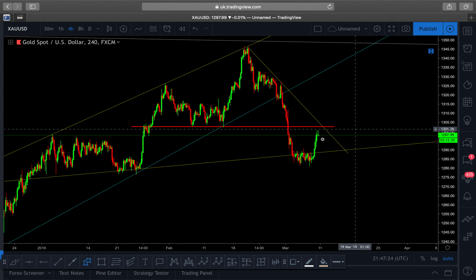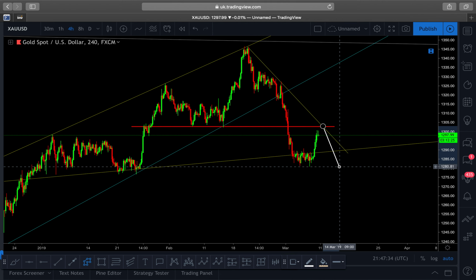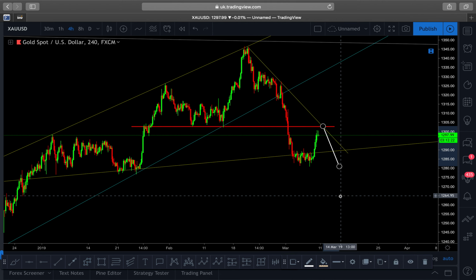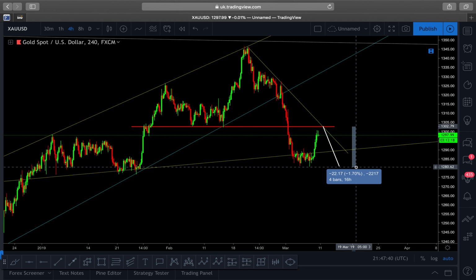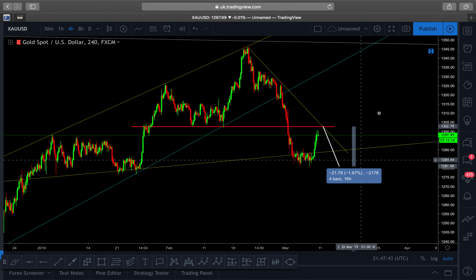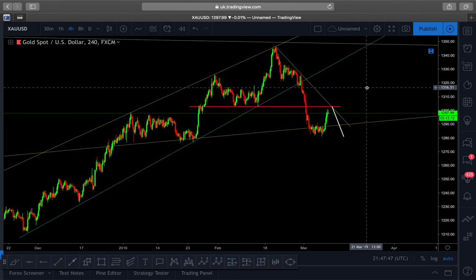So it's very, very simple what I'm looking at. I'm expecting the price to have a reaction around that zone, around 1303, around that price, for a nice decline to come in, at least to a double bottom zone over there. This would be a very nice 250 pip move, if I'm not mistaken. 220 pip move. So it'd be a very nice 220 pip move. So definitely something to keep an eye on.